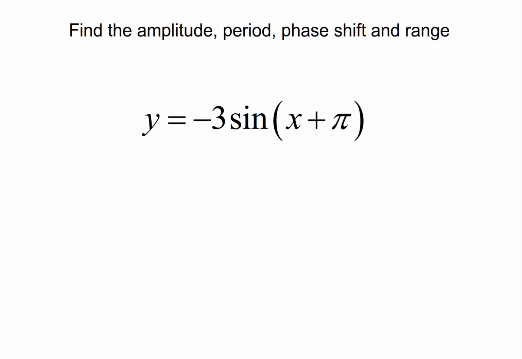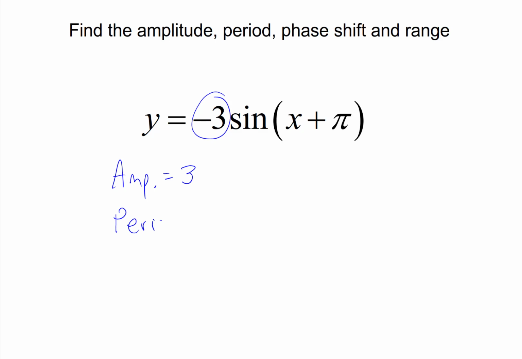So we want to find the amplitude, period, phase shift, and range for this particular graph. It doesn't say to graph it, just find those pieces. The amplitude is going to be what's sitting out in front here, but it's the absolute value of that. We don't care about the negative part. So the amplitude is going to be 3.